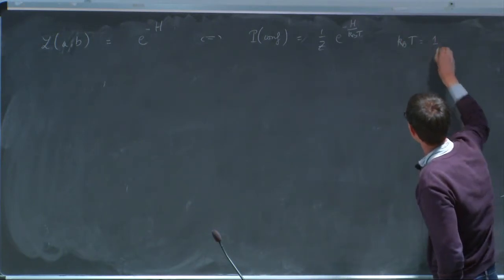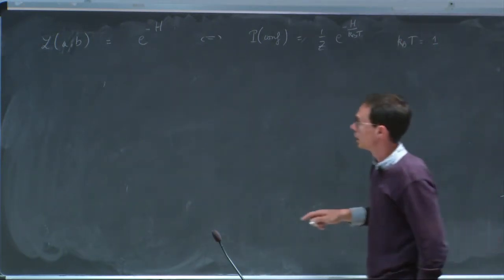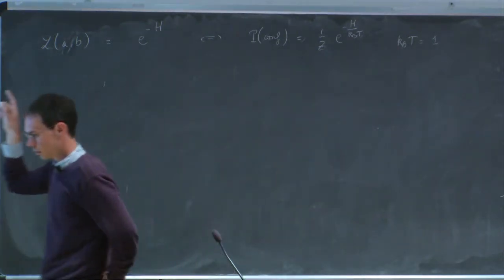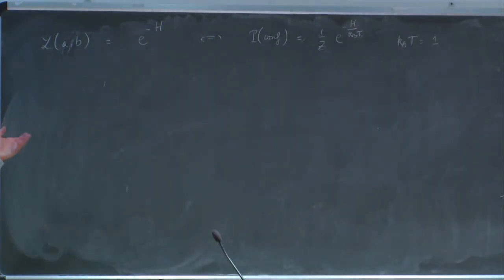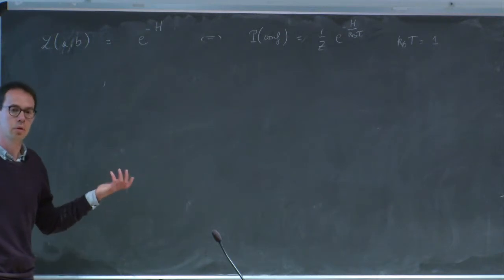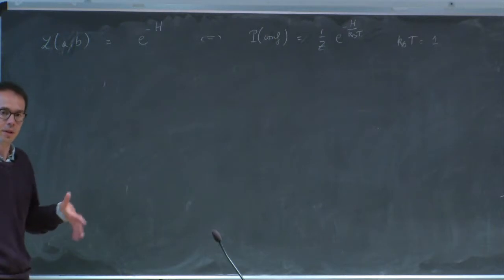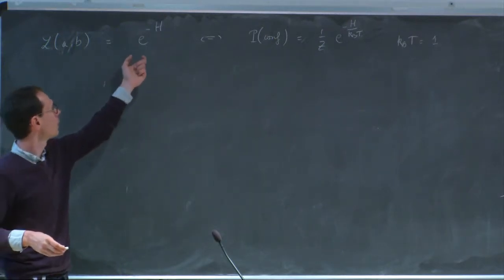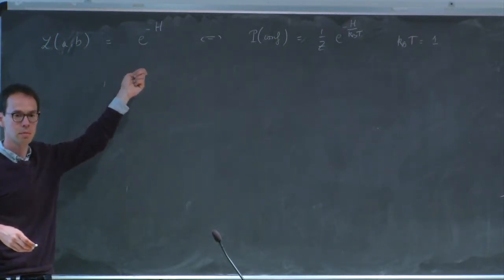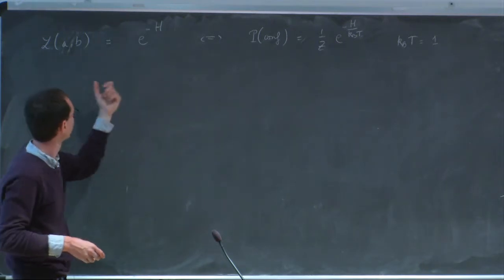But the idea is the following, right? When you have the Boltzmann distribution, you don't necessarily assume that all your configurations will find themselves in the ground state. They'll find themselves in states depending on their energies, according to this formula. So here's the same thing.